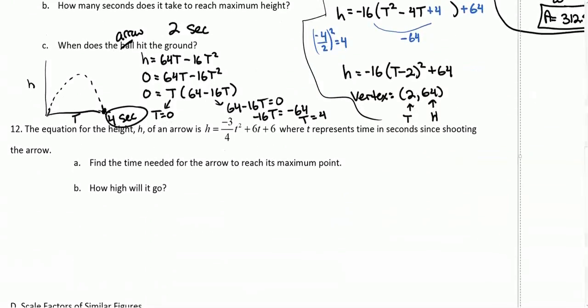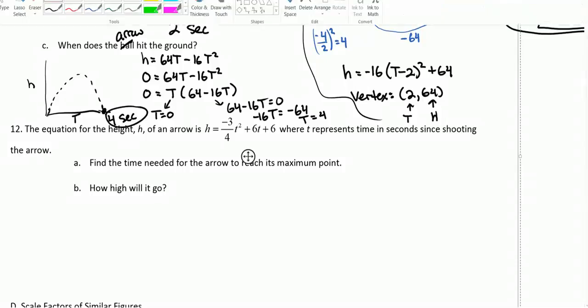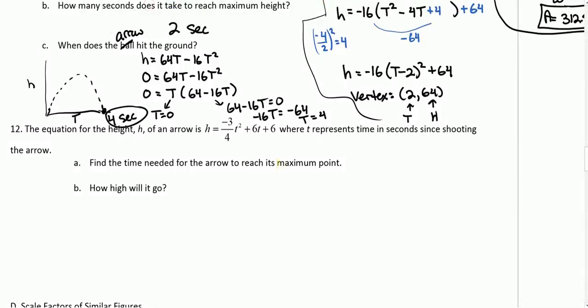Number 12, the equation for height, h, of an arrow is h equals negative 3/4 t squared plus 6t plus 6, where t represents time in seconds since shooting the arrow. Find the time needed for the arrow to reach its maximum point. So we're talking about a vertex when you hear maximum. And then how high will it go? Again, that's talking about the vertex.